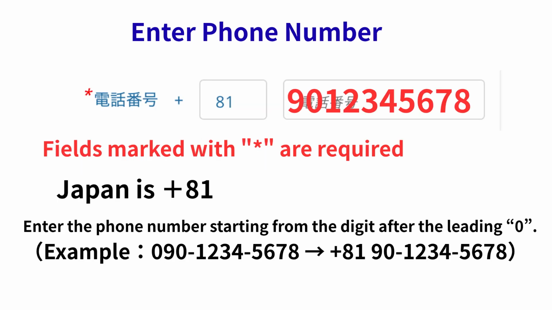Entering your phone number is mandatory. Japan's country code is +81. When entering your phone number, omit the leading 0. For example, if your number is 09012345678, you should enter it as 9012345678. So the full number would be +81 9012345678.